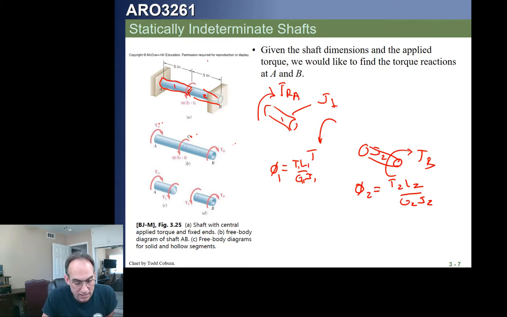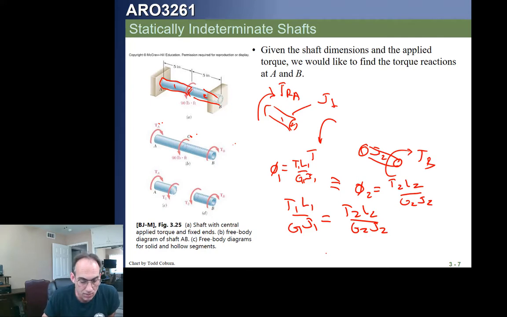We know that if this is rotating and this is rotating, but these are attached, that these angles of twist must be the same. That means T1L1 over G1J1 has got to be equal to T2L2 over G2J2. And we also know that our torque that's applied has got to be equal to the torque reaction at A plus the torque reaction at B.